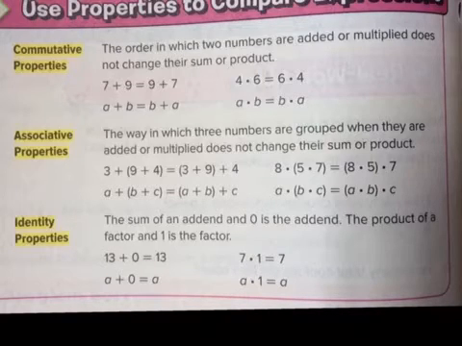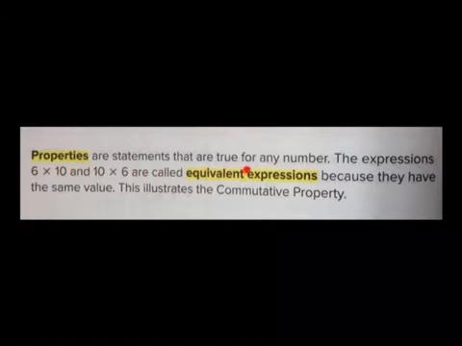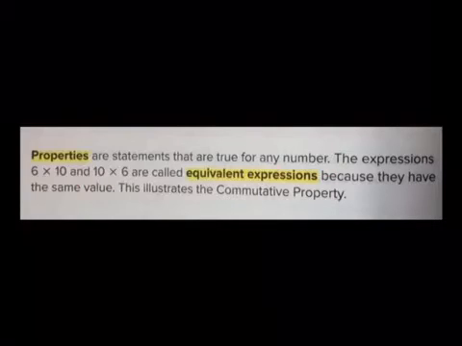Okay, little rules. And here's what properties actually mean. Properties are statements that are true for any number. The expressions 6 times 10 and 10 times 6 are called equivalent expressions, equal, the same, because they have the same value. This illustrates commutative property. Doesn't matter the order, we'll get the same product.